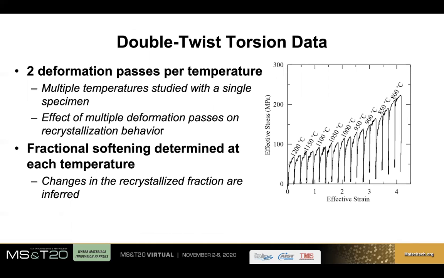So now we'll look at some of the data generated during double twist torsion testing on our Gleeble 3500. At the right, we see the series of effective stress strain curves from the double twist torsion test. There are 2 stress strain curves for each temperature, and multiple temperatures can be studied with a single specimen. This is, again, to account for the effect of multiple deformation passes on recrystallization behavior. Fractional softening was then determined for each temperature, and changes in recrystallization are inferred from these fractional softening values.